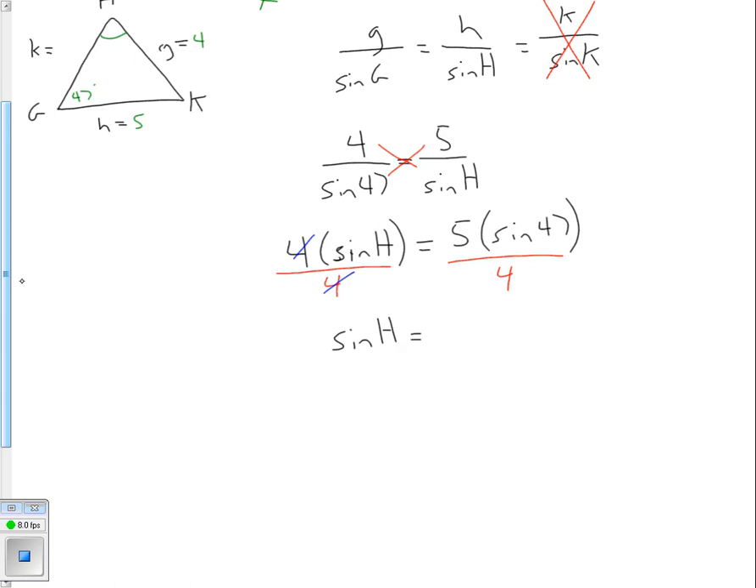And I also would like to know what the right-hand side of the equal sign is going to equal. So I'm going to do 5 times sine 47 and divide that by 4. And that's going to equal approximately 0.9142. So I'm going to 4 decimal places, and I strongly encourage you to do that as well. Now, I want to get that H value all by itself, and right now it's being affected by the sine function, so I need to do the opposite operation of sine. The opposite operation of sine is inverse sine. So I'm going to do sine inverse.